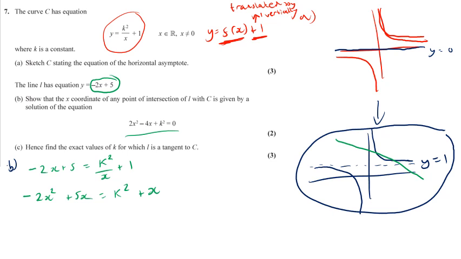And then after that, what do we want to do? We just need to rearrange it so it's in this form here. So what I can do is add 2x squared to both sides. I can minus 5x. Minus 5x plus x is minus 4x, plus k squared. Well, and then we've got it in the form as required. And then, let me just skip on a slide.